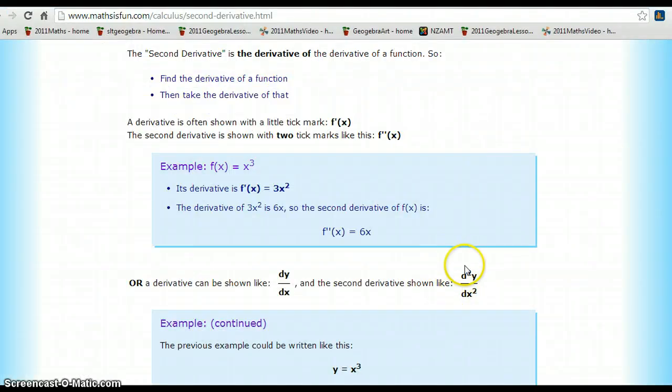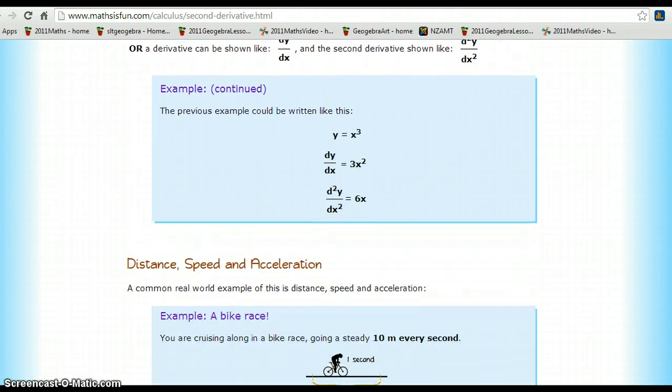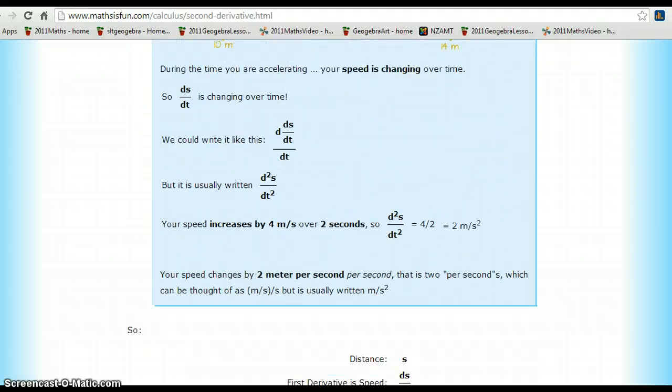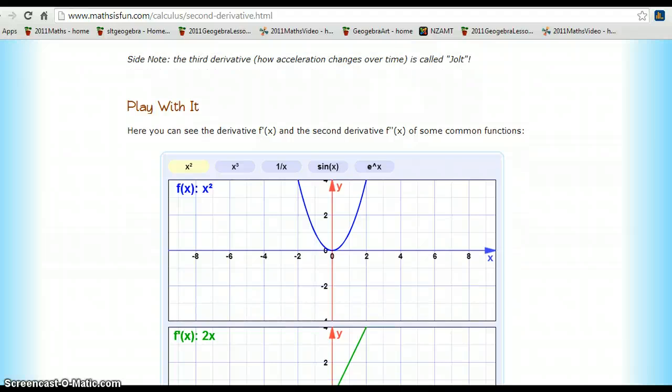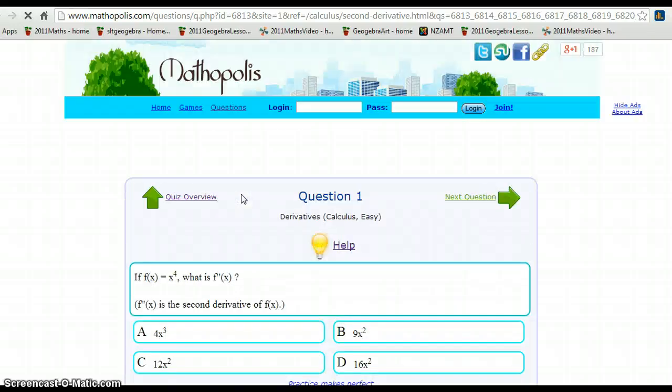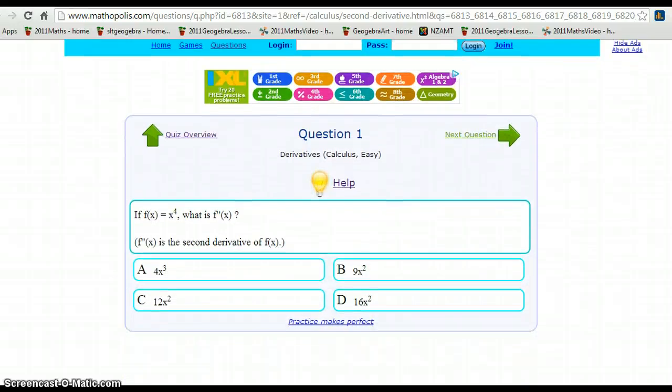Just checking my syntax there for this double derivative. It's perfectly good, my memory serves me well. I had a bit of a scan through Maths is Fun. There's some really good stuff here that's worth having a look at. And remember, with Maths is Fun, you can actually do their questions as well, which are very cool.